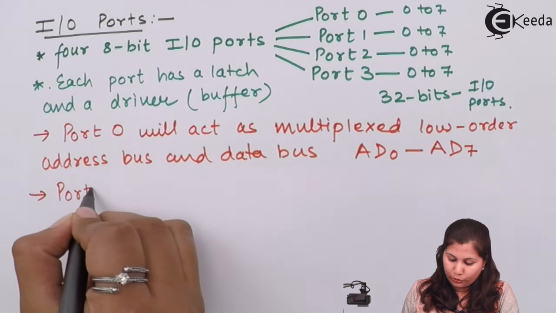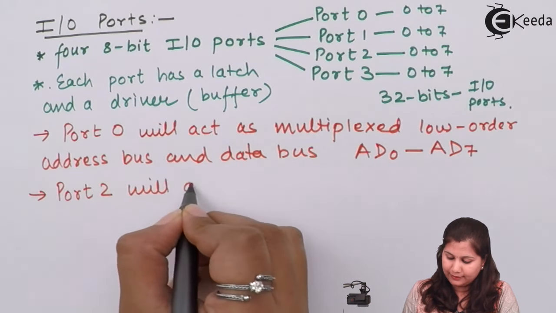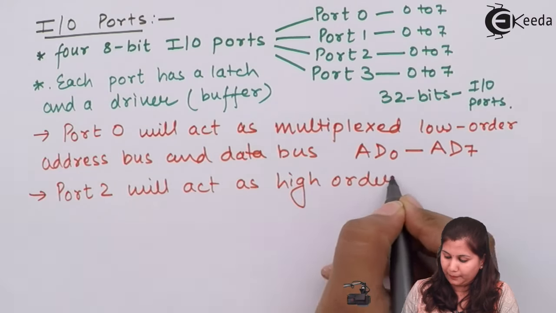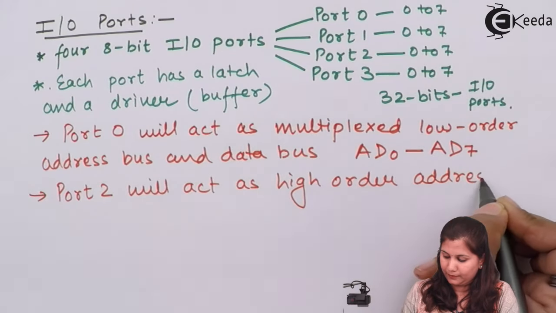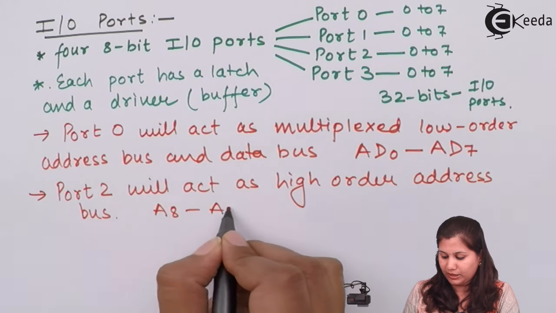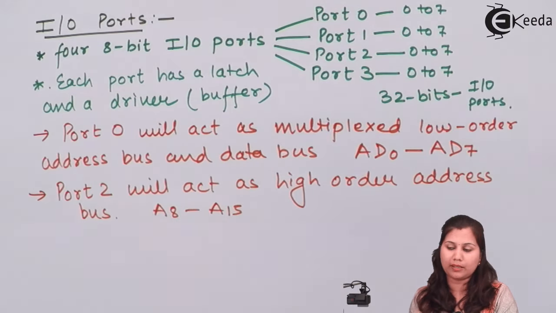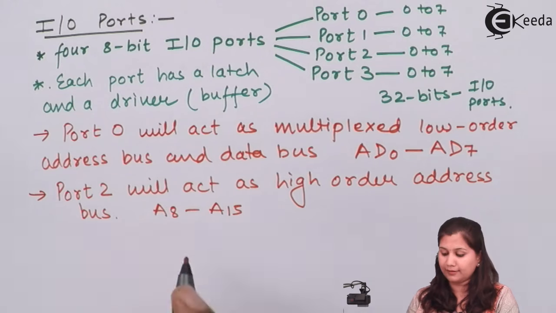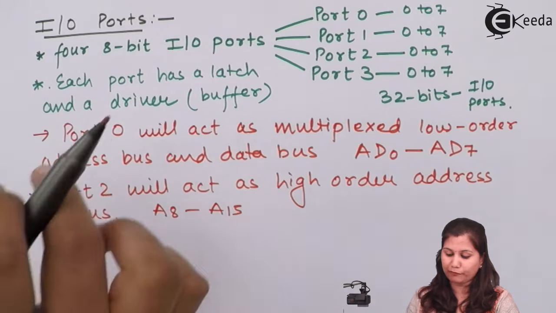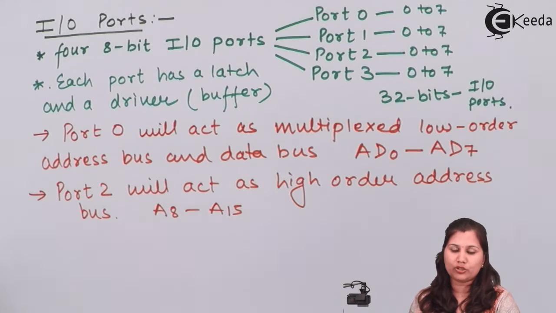Similarly, port 2 will act as the higher order address bus. Higher order address bus means A8 to A15, because we have a total 16-bit address bus. So 8 bits are for the lower order and 8 bits are for the higher order. So port 2 can act as input output pins and also as the higher order address bus. So whenever external memory is present, the functions of port 0 and port 2 will change.